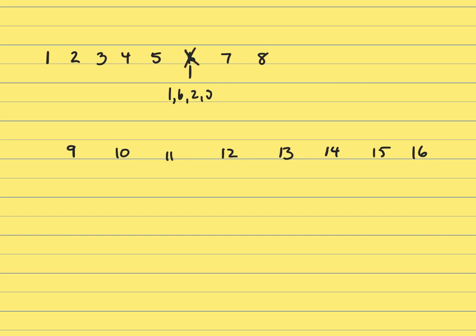So you can also eliminate any prime numbers because their only factors are 1 and the number itself, like 7. So you can get rid of all these numbers that are prime.